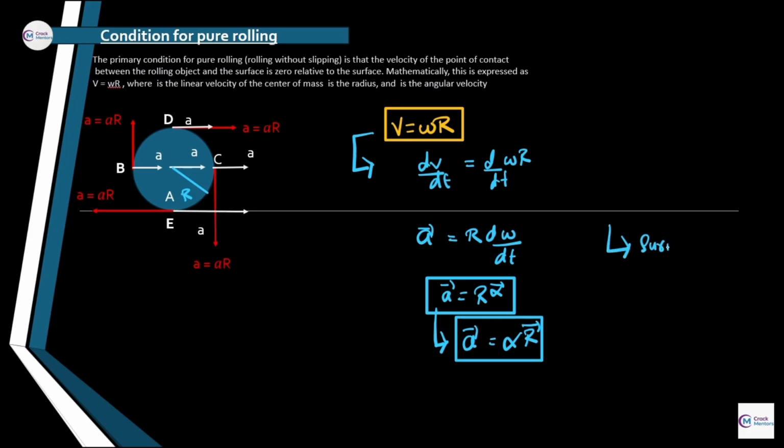This is also one of the most important conditions for pure rolling: the translational acceleration and the tangential acceleration due to rotational motion are both equal for pure rolling, as we can see. I am hoping that you know some basics regarding it, that's why I'm not explaining too much. Okay, now let us talk about the rolling motion on inclined surface.